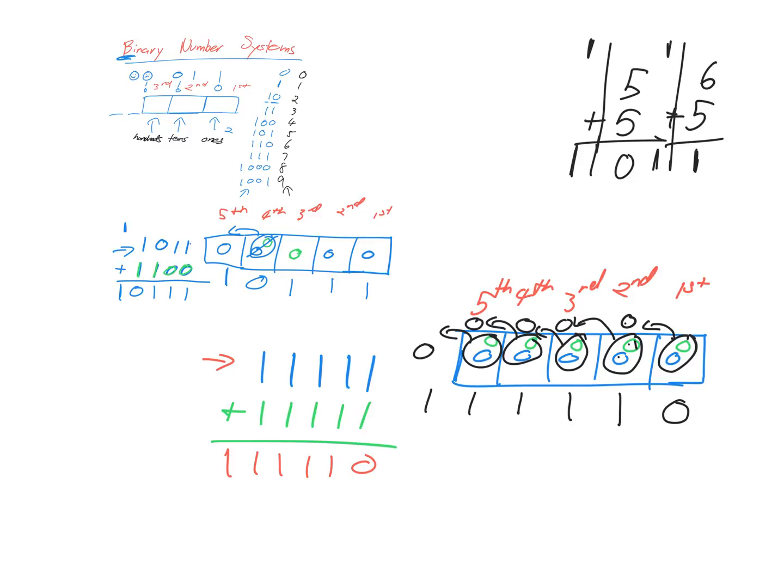Same idea as decimal, just that in decimal we can get up to the number 9, and then we have to go to the next place value. That's what 10 represents. In binary, we can only get up to 1, and as soon as we get to 2, we have to move a value over. Okay, so let's try that.